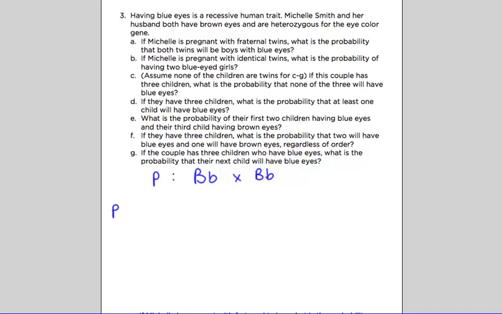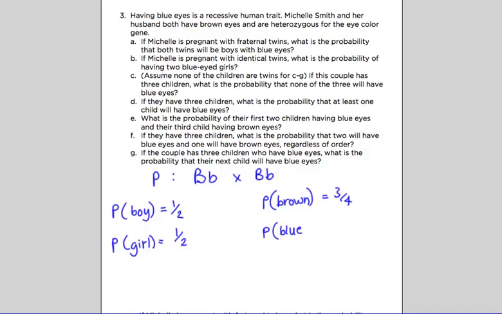So the probability of having a boy is 1/2. And the probability of having a girl is 1/2. Now for eye color, because both parents are heterozygous at this eye color gene, it's a monohybrid cross, which means that the probability of the dominant phenotype, which is brown in this case, is going to be 3/4. And the probability of the recessive phenotype, or blue in this case, is going to be 1/4. And you can do a simple Punnett square just to validate that for yourself if you wish.